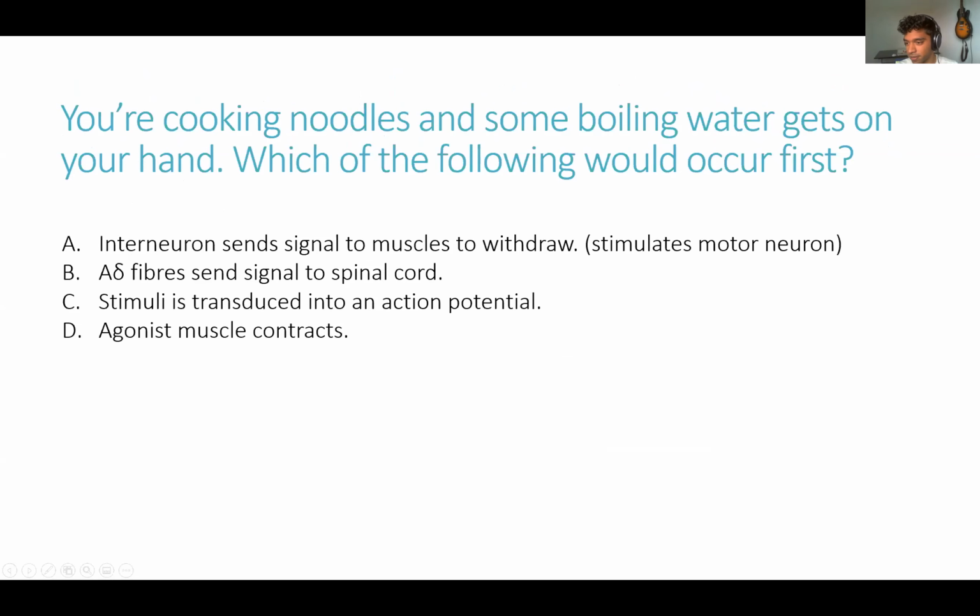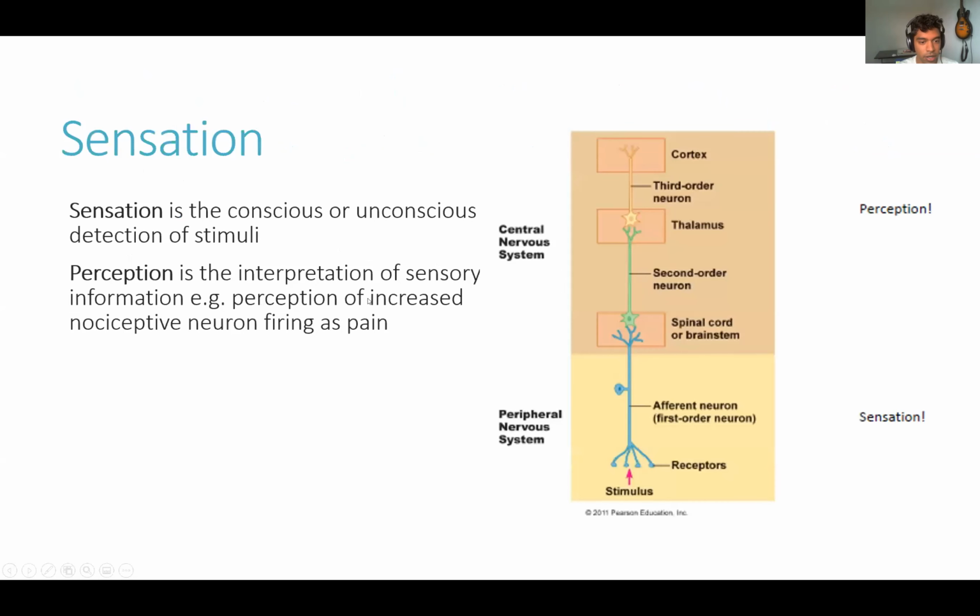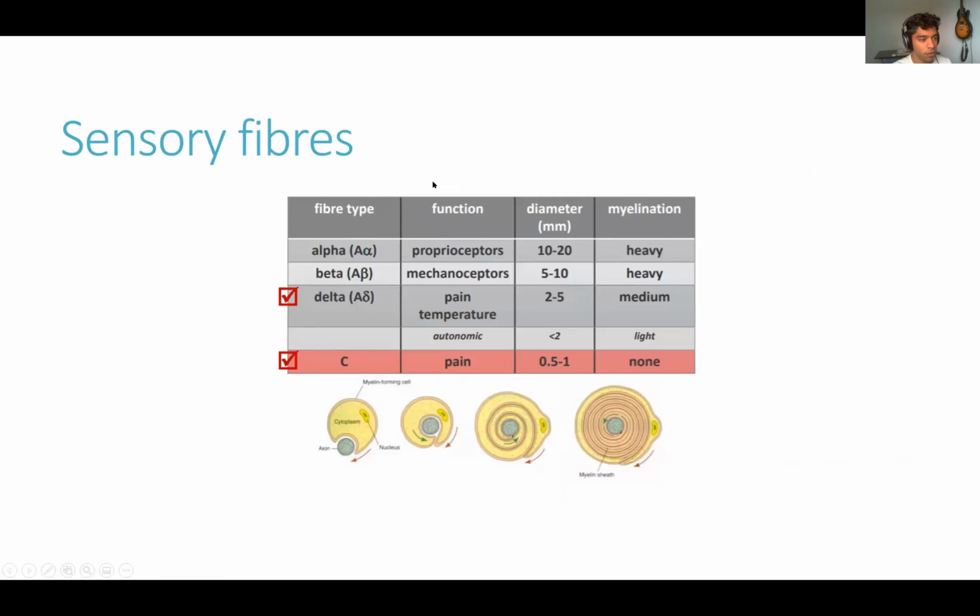First, sorry. Yeah, good, C. Stimuli is transduced into an action potential. Okay, sensation. Sensation is the conscious or unconscious detection of stimuli, so that's happening over here. Perception is your interpretation of the pain. Is it that bad? What kind of pain is it? That's your perception of it. So there's four main sensory fibers involved in sensation and perception, and these last two are involved in pain. So it's kind of easy to remember.